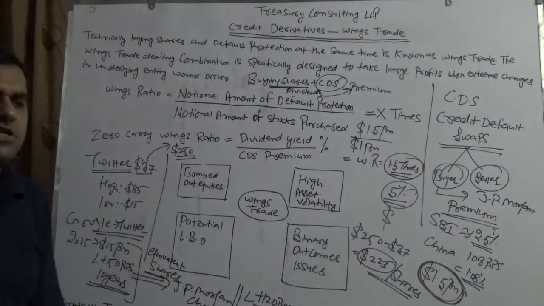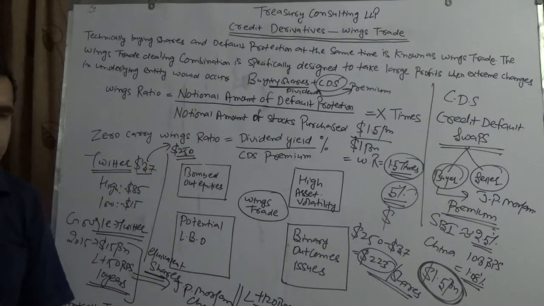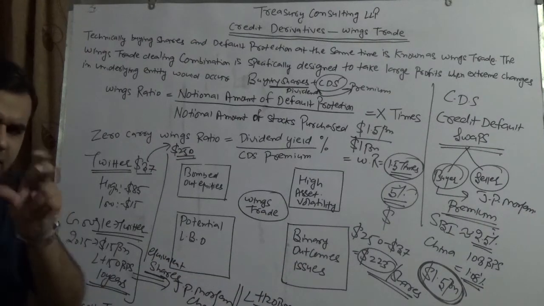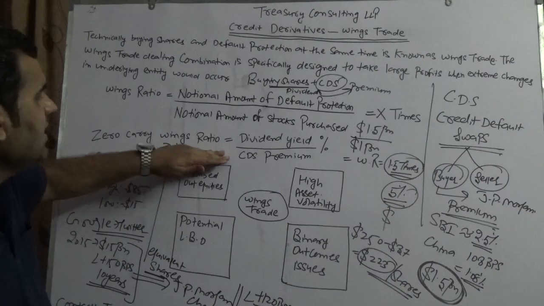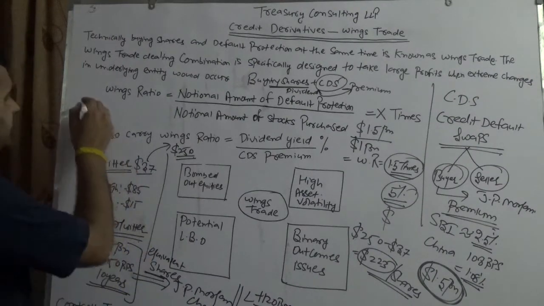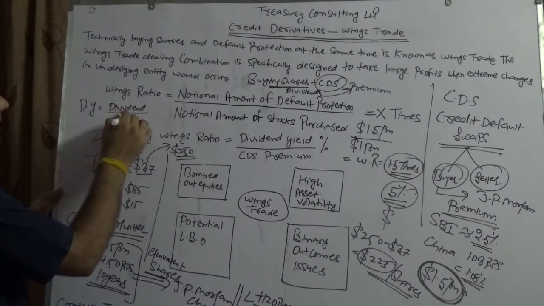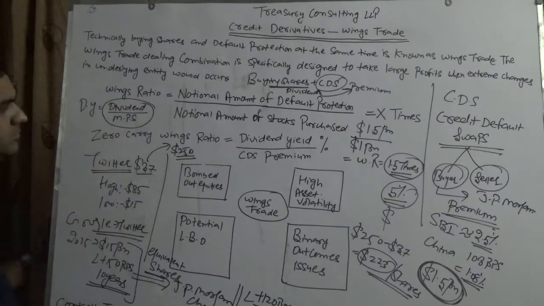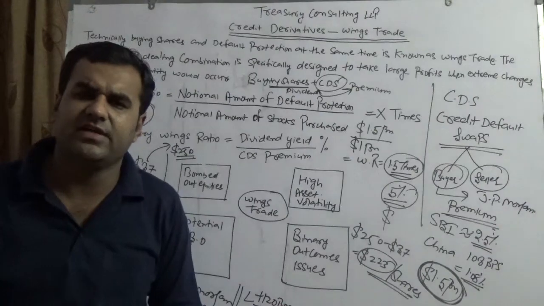When it comes to the CDS, Twitter grew like anything, no default happened, so no need for protection, so this money goes. So the huge capital appreciation would be a little bit offset by the CDS premium which you are paying. You can calculate this in terms of percentage. Wings ratio is known as dividend yield divided by CDS premium. Now the dividend yield formula is dividend divided by market price per share. You can calculate the wings ratio also. This way you are able to perform the wings trade using a credit derivative, which is credit default swaps.